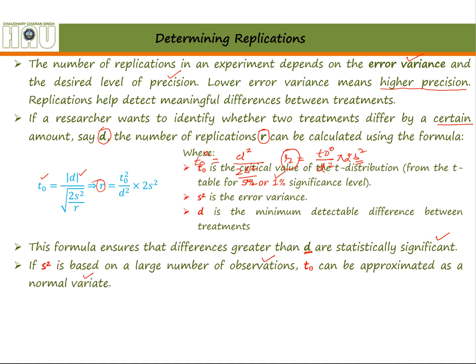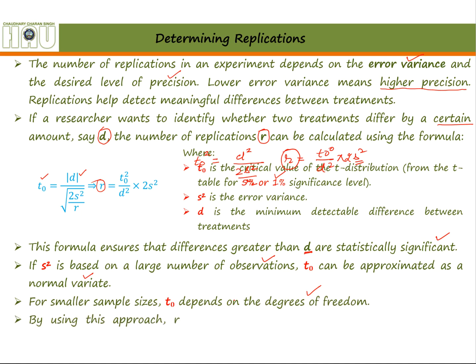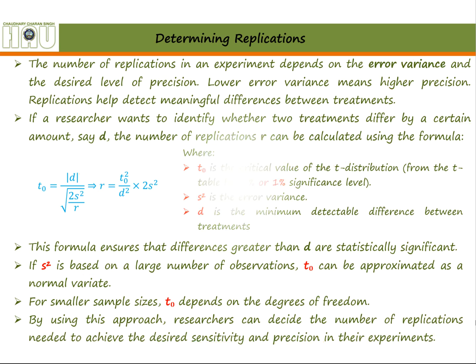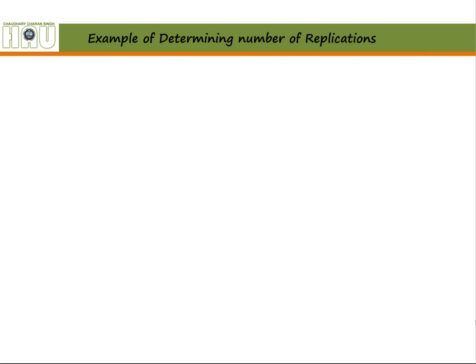If S square is based on a large number of observations, t can be approximated as a normal variate, and for smaller sample sizes, t depends upon the degrees of freedom. By this approach, a researcher can decide the number of replications needed to achieve a desired sensitivity and precision in their experiment.